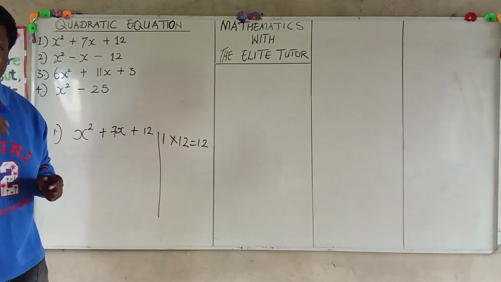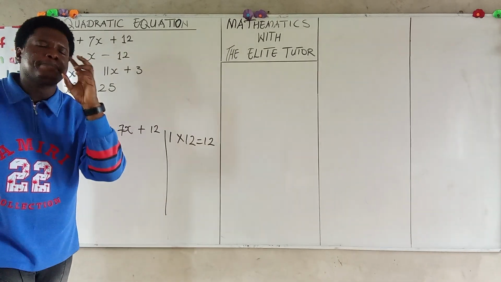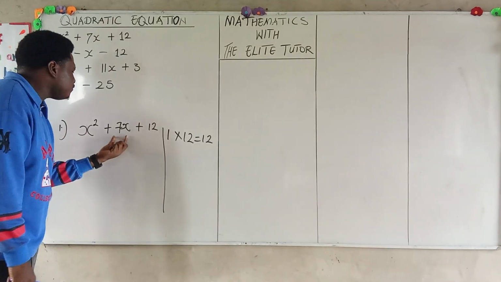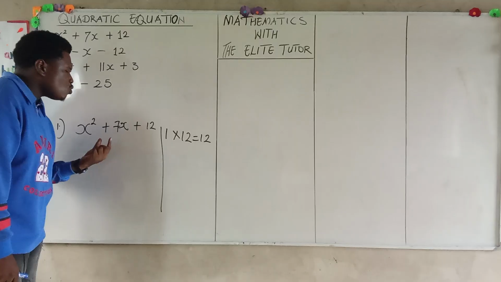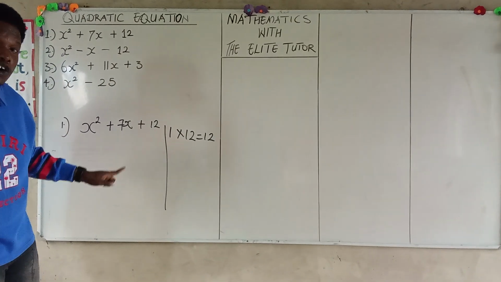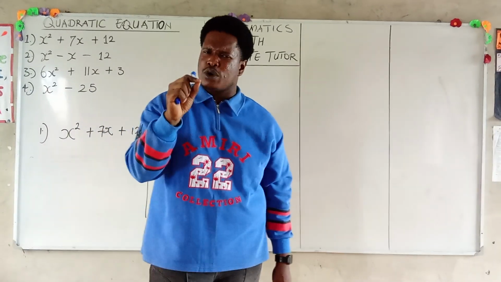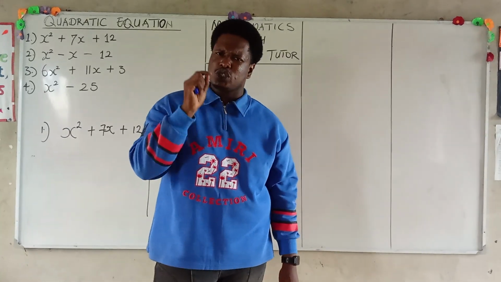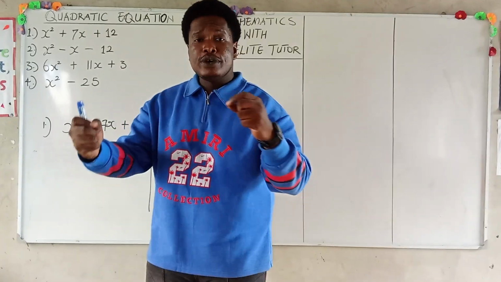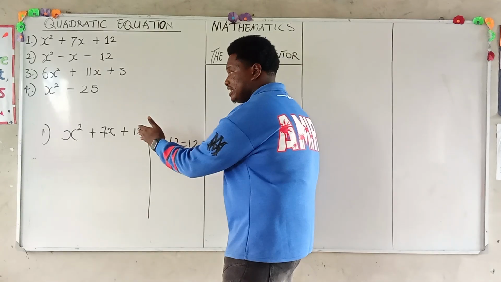Now, what is the next step? Please pay attention. We are going to look for two numbers that when we multiply, will give us 12, and when we sum, will give us the middle number, which is what? 7. And don't forget this middle number, please take note of the sign. Most students make mistakes when solving quadratic equations because they don't pay attention to the sign. So we look for two numbers that when we multiply give us 12, and when we sum give us the middle number. And the middle number here is positive 7.